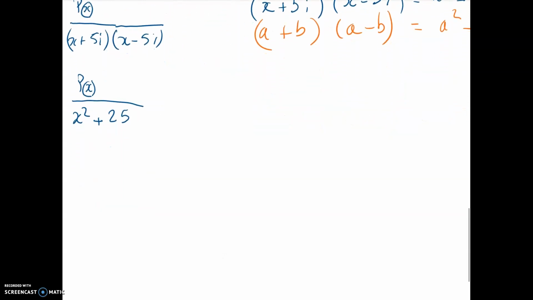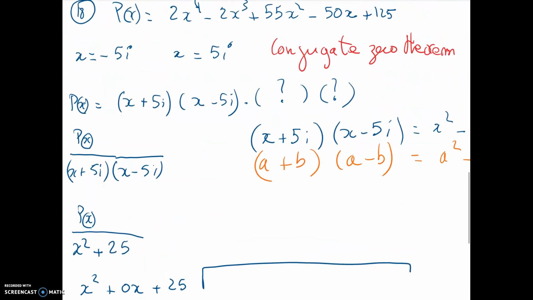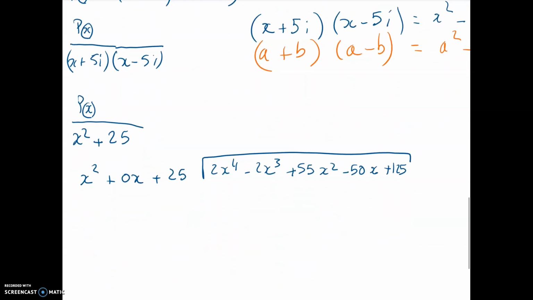So for that, I'm going to do a long division, and I'm going to do x squared plus 0x plus 25, dividing my polynomial, which is just right there, 2x to the fourth minus 2x cubed plus 55x squared minus 50x plus 125. I'm always checking that I have a decreasing exponent. This is why I add my 0x, to have a decreasing exponent, 2, 1, 0, and 4, 3, 2, 1, 0 for the polynomial.